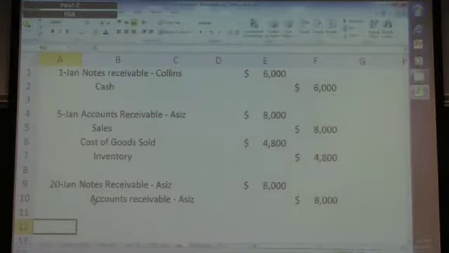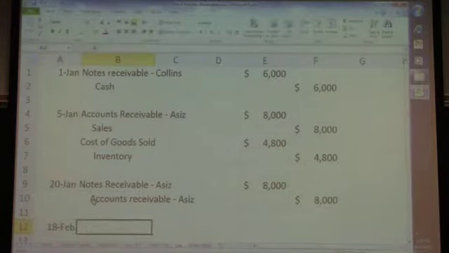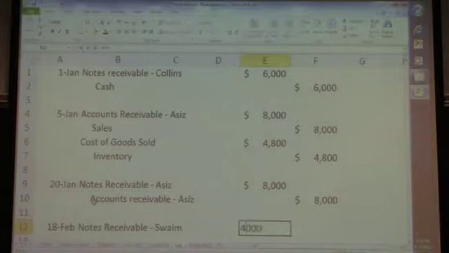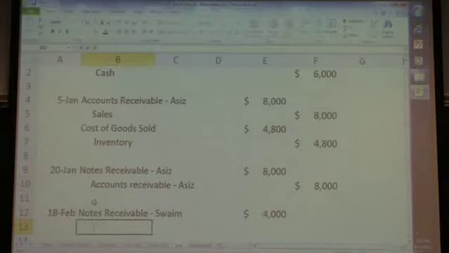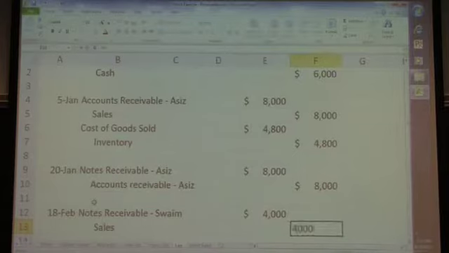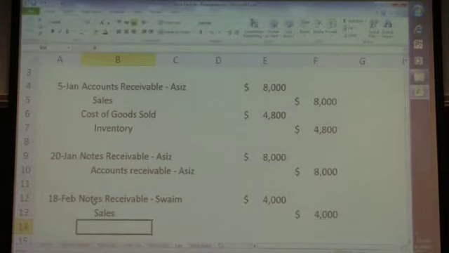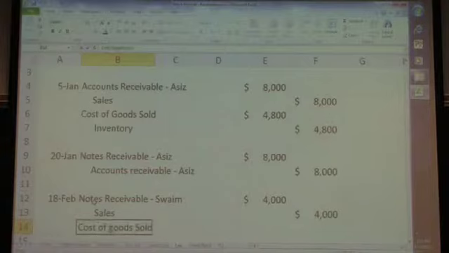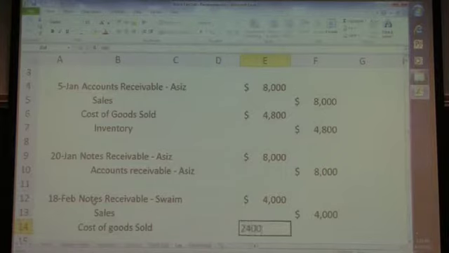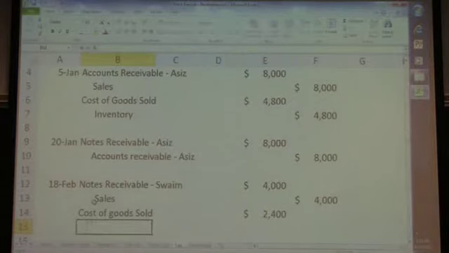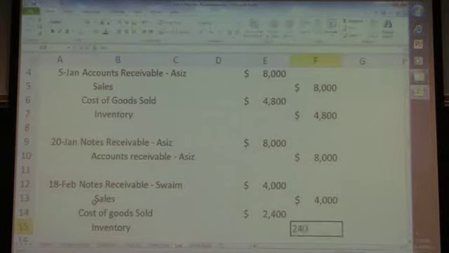So in this case, on February the 18th, I would have to debit the notes receivable from Swaim Corporation, and it's $4,000. And I would credit sales for $4,000. And then I need to account for the cost of goods sold as well, because I have to match the sale here. So the cost of goods sold, as they indicated to you, is $2,400. And then I'm crediting inventory of $2,400.